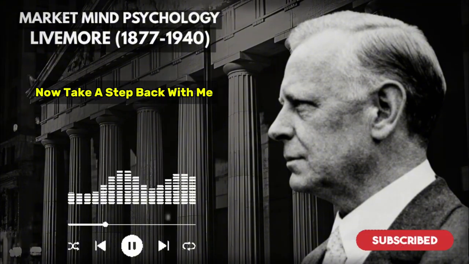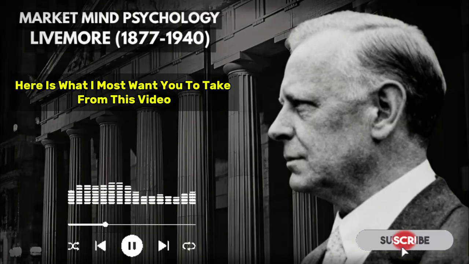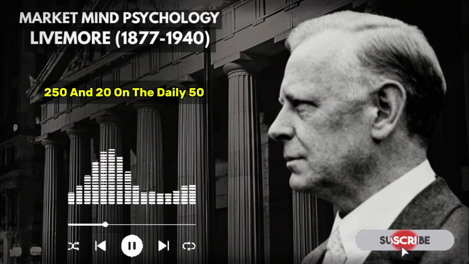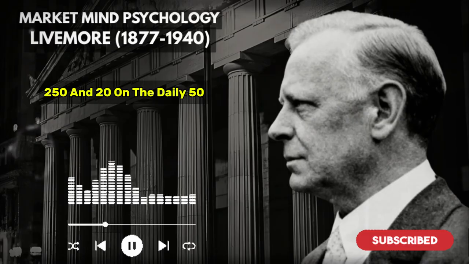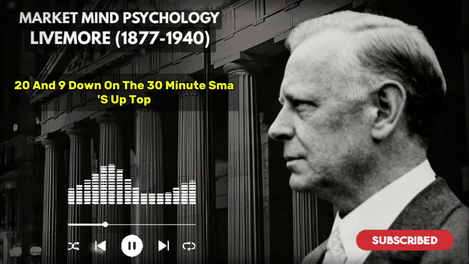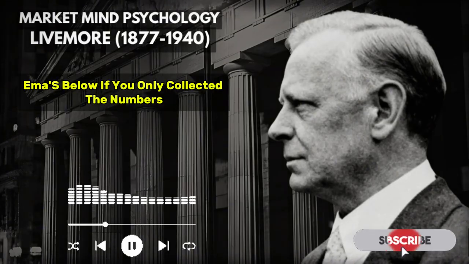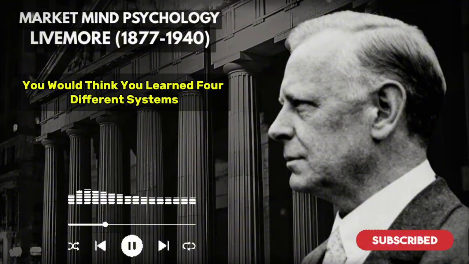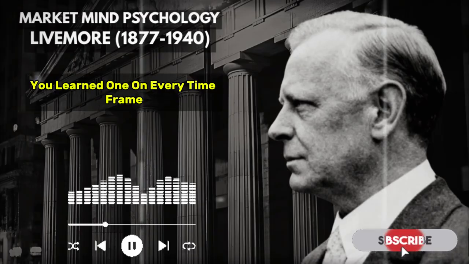Now take a step back with me, because here is what I most want you to take from this video. The configurations changed on every floor. 200, 50, and 20 on the daily. 50, 20, and 9 down on the 30-minute. SMAs up top, EMAs below. If you only collected the numbers, you would think you learned 4 different systems today. You did not. You learned 1.